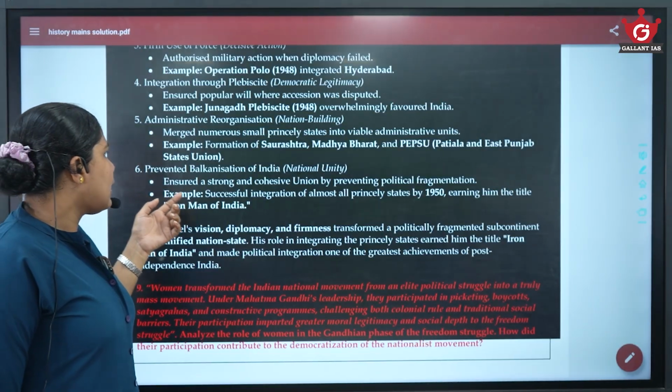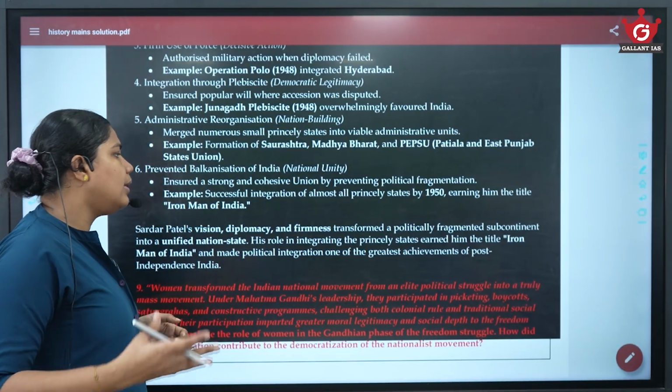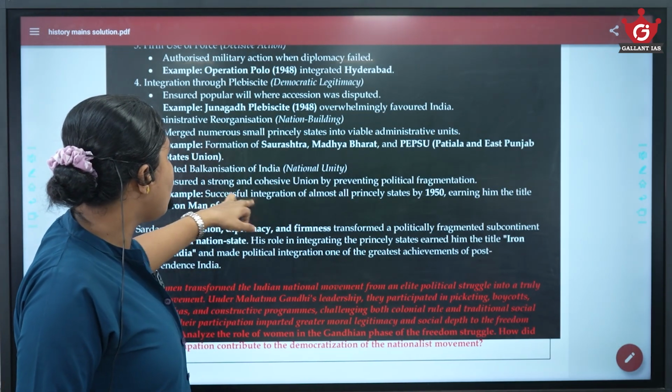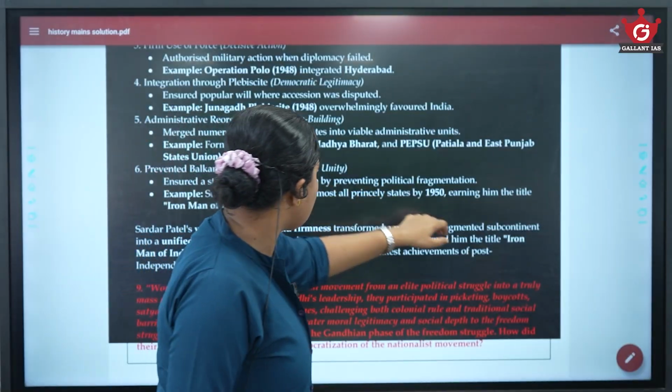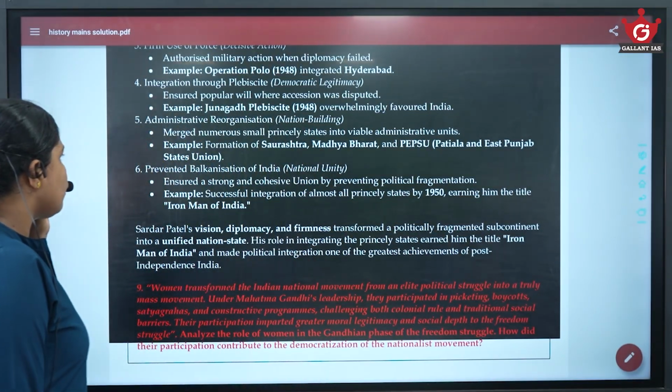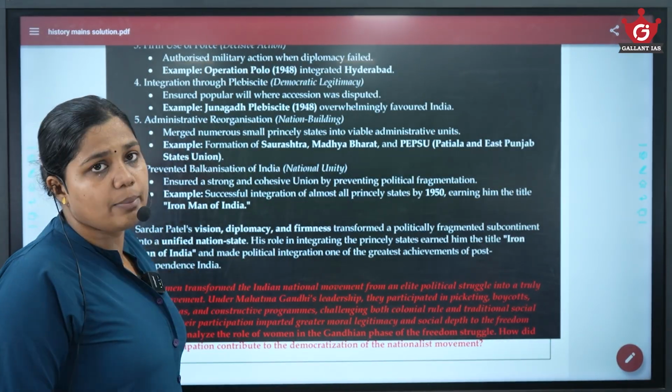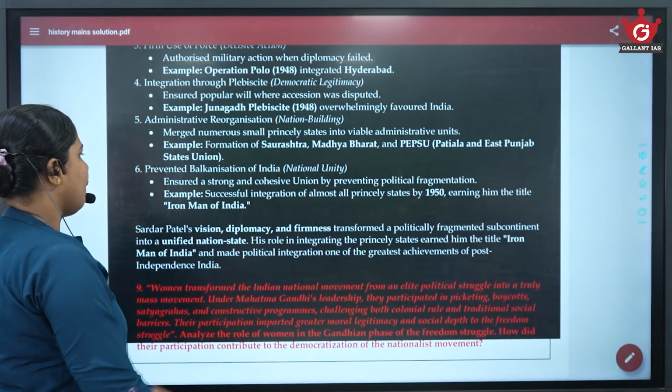Next, he prevented the balkanization of India. Like he didn't allow India to have this kind of scramble. He ensured a strong and cohesive union, preventing political fragmentation, and successful integration of almost all princely states by 1950 earned him the title Iron Man of India. This is very important, Patel.